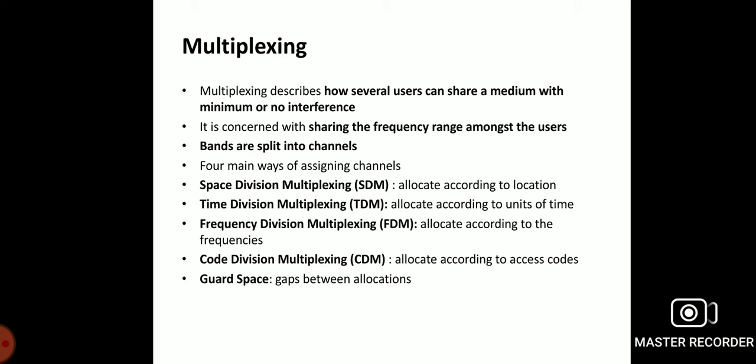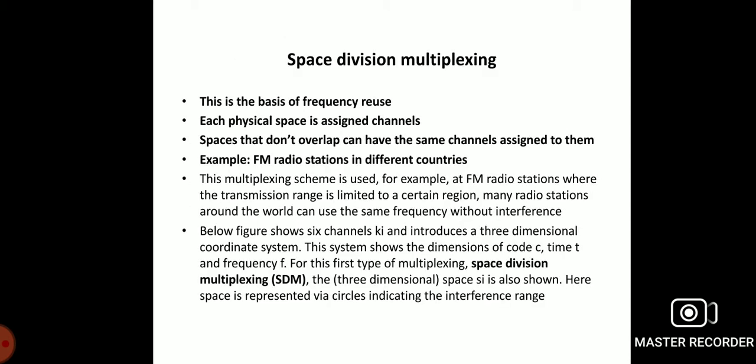Now let us move to the first method, space division multiplexing. This is the basis of the frequency reuse allocation technique. Each physical space is assigned channels. The spaces that do not overlap can have the same channels assigned to them. For example, radio stations in different countries.